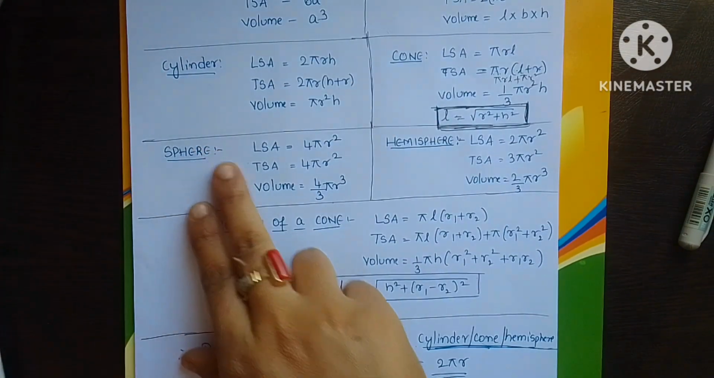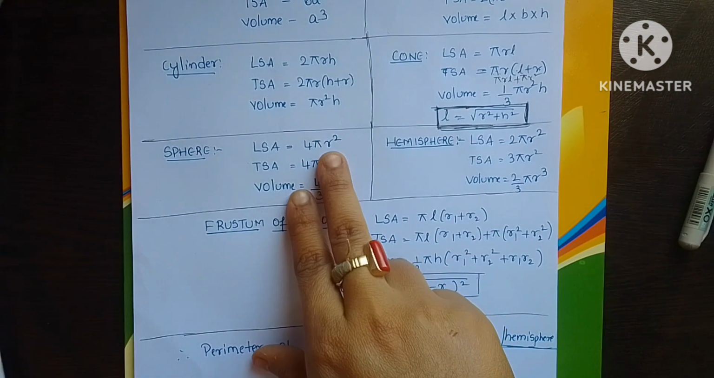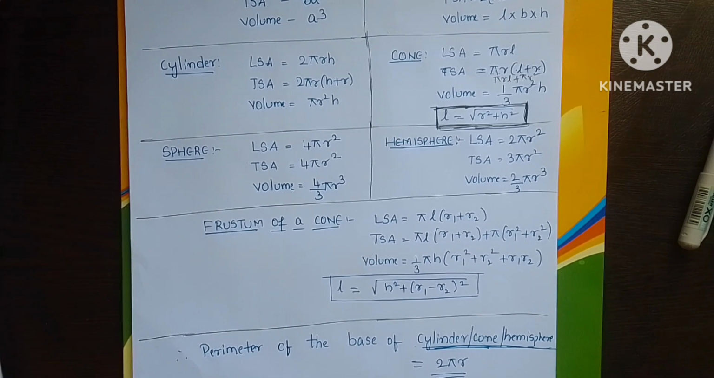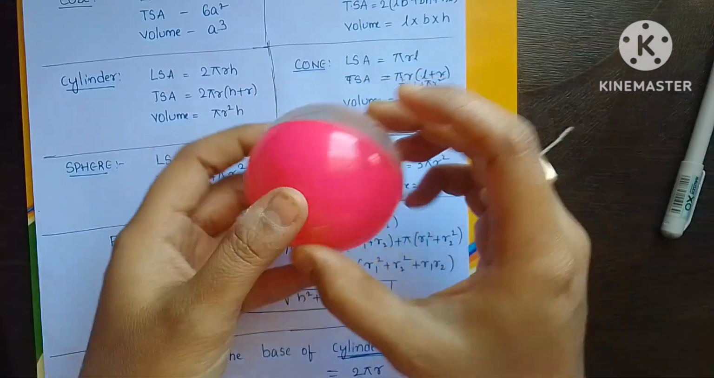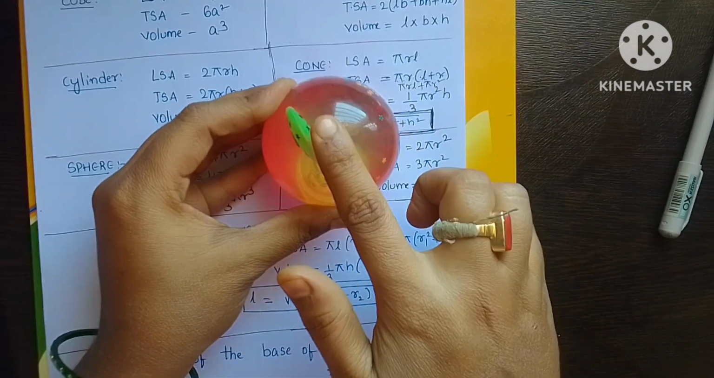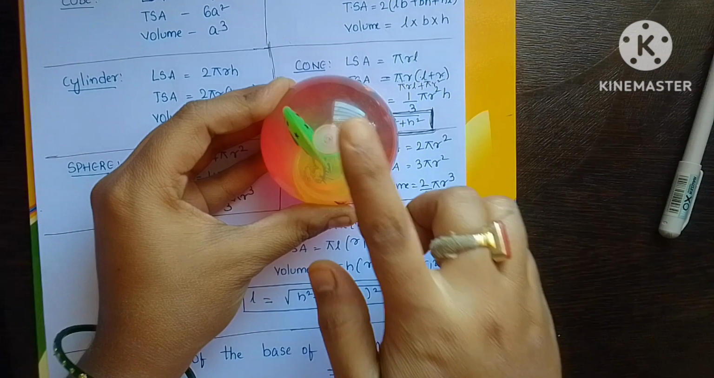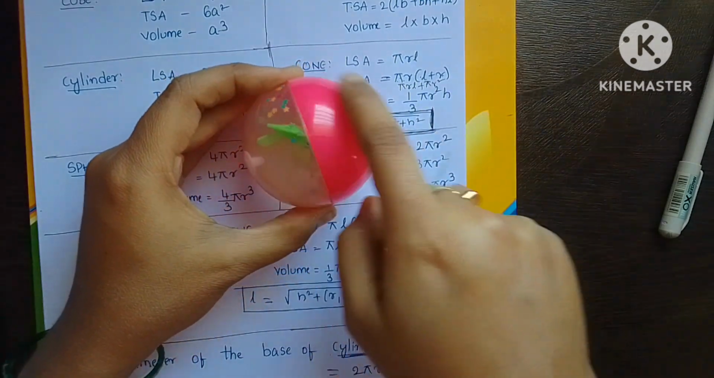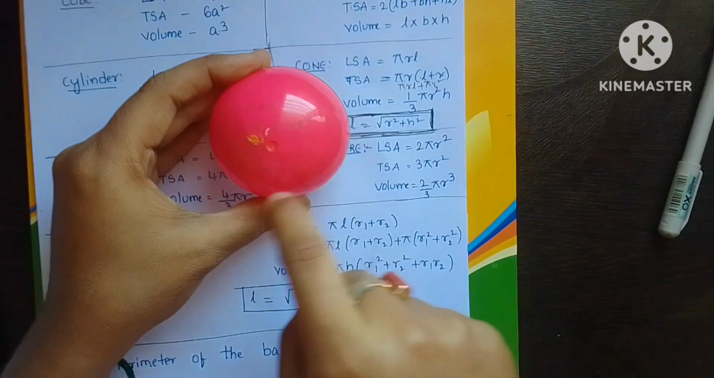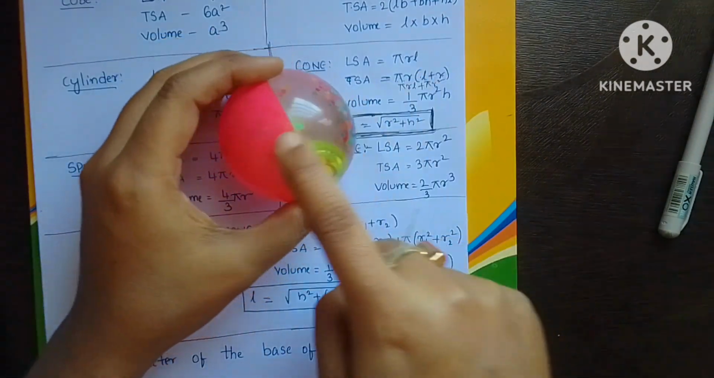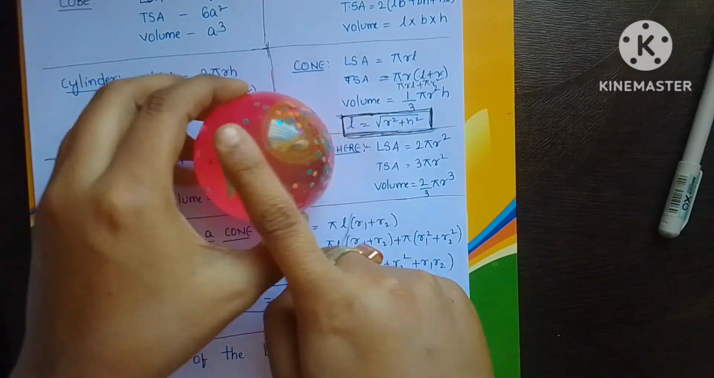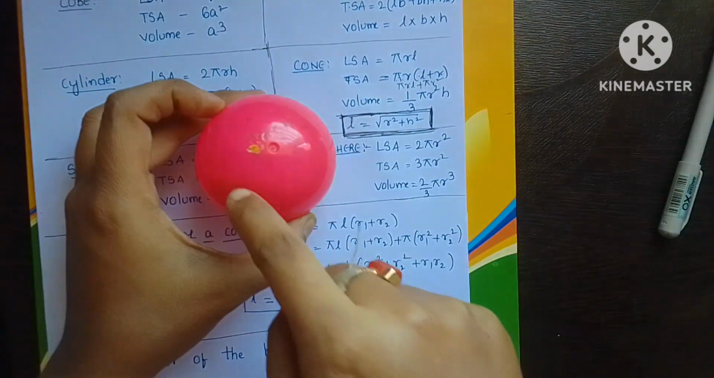And you can see the sphere. The surface area of a sphere is 4 pi r square. Why 4 pi r square? This is the sphere. If you see at the top, we will get a circle shape, so the area of the circle is pi r square. If you see the side here, it is also in the circle shape, so pi r square. This is also in the form of a circle, pi r square, and this one is also pi r square. So pi r square, pi r square, pi r square, pi r square, total 4 of them, 4 pi r square.